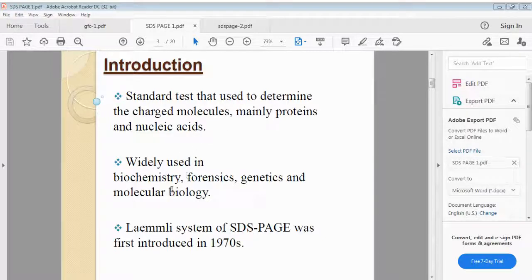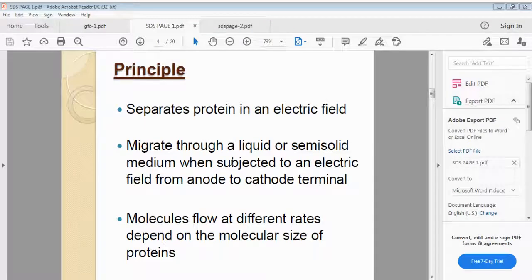It is widely used in biochemistry. You would have heard of the latest molecular biology techniques. So it is used in biochemistry, in separation and isolation techniques. It is used in forensics. It is used in genetics and also in microbiology and molecular biology. Okay. So the Laemmli system of SDS page, for sample preparation, was first introduced in the 1970s. See, in the 70s they introduced it.